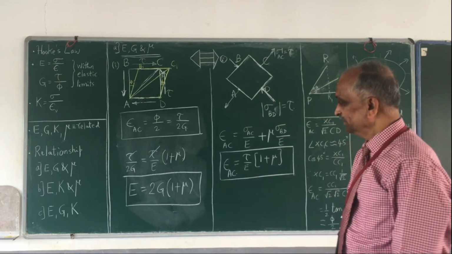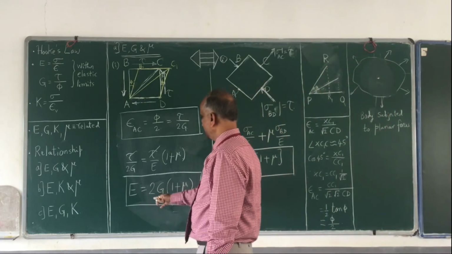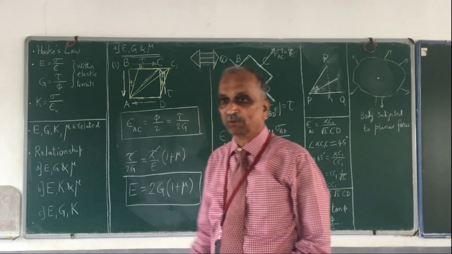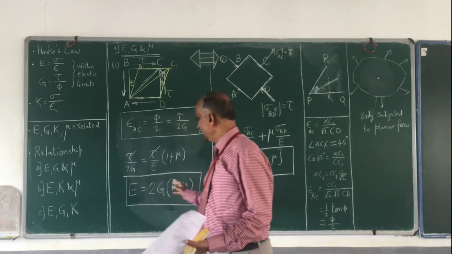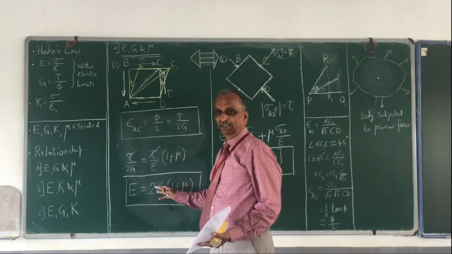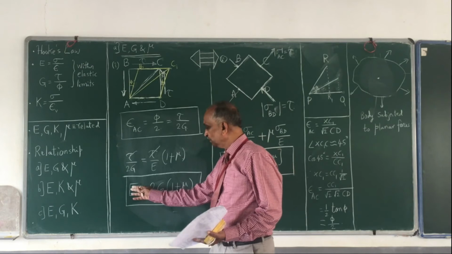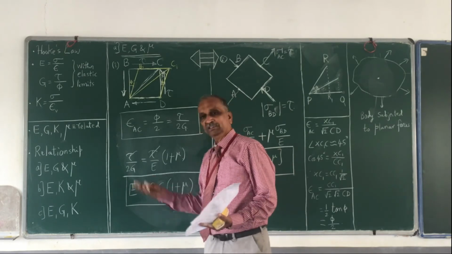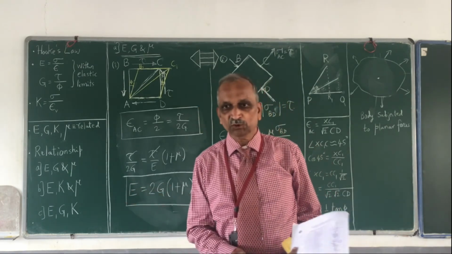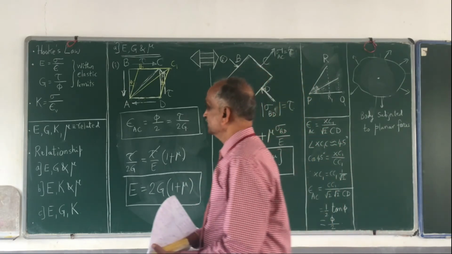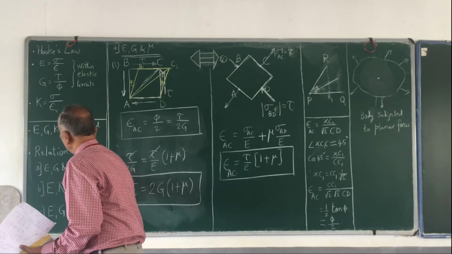I hope you understood the relationship between E, G and mu. E is always equal to 2G into bracket 1 plus mu. If you know E and mu, you can easily calculate G. If you know G and mu, you can easily calculate E. So that means if you know any two of them, you can easily find out the third one. This I have done.